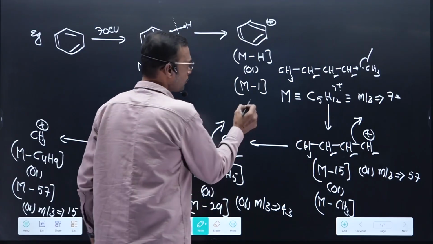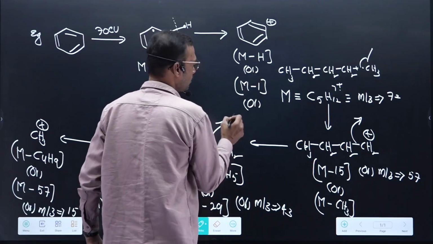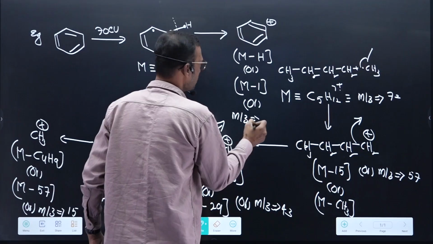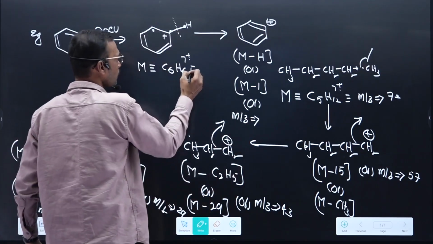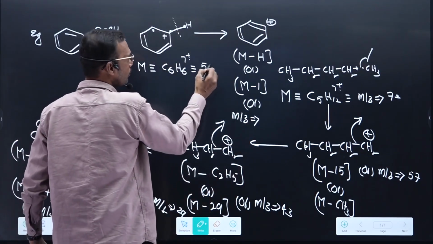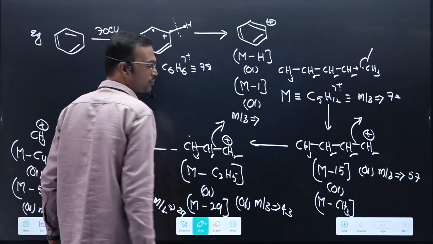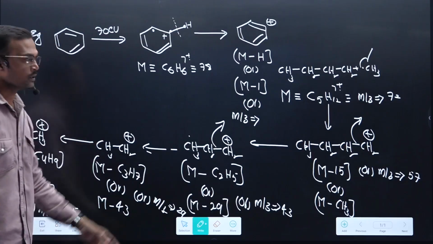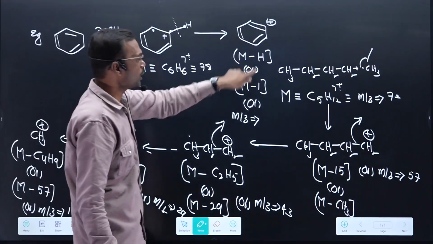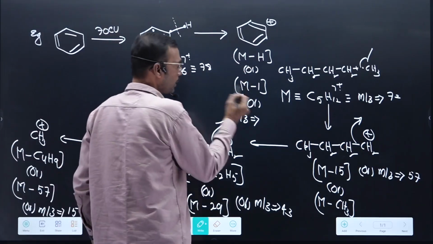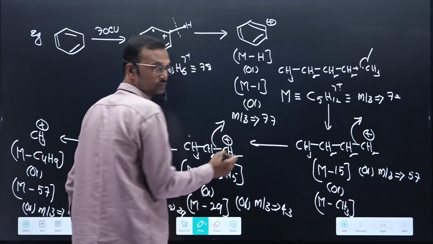What is the mass of hydrogen? 1. Then what is the M by Z value of this cation? What is the molecular M by Z value? 78 or 58? 78. Then what about this one? I removed one hydrogen or not? 78 minus 1, 77. Okay.